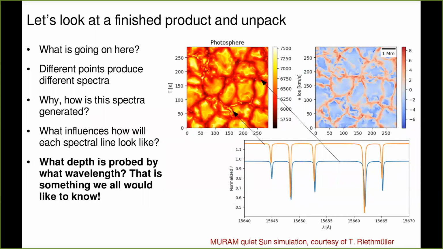Cool. Okay, so I wanted to stress this thing here, and basically what I was showing you in this example was the forward problem. So we had a simulation. These were the temperature and the line of sight velocity at one layer in the simulation. These were the line profiles coming from two different points.